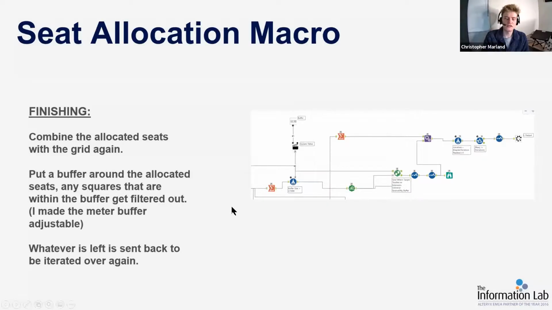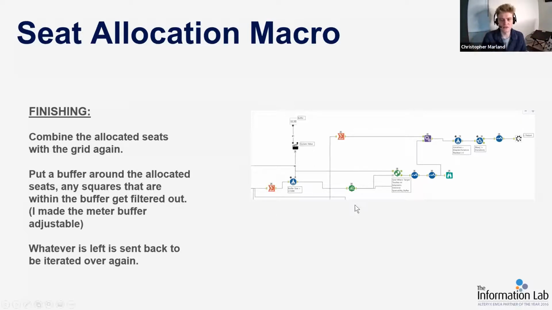So to finish off, what we do is we then combine those allocated seats with the grid, put the grid back in, and we put a buffer around those seats. So they've got the 3 seats that are allocated. We know exactly where they are now. Those are 3 squares that have been allocated to this one household. We then put a buffer around that.